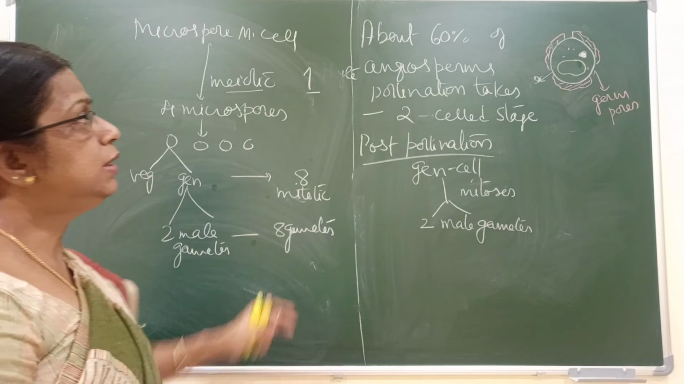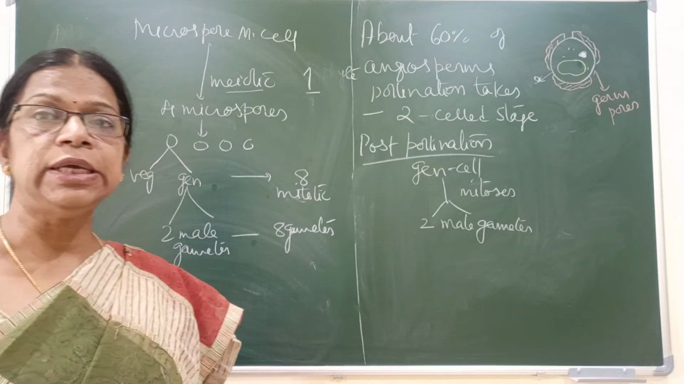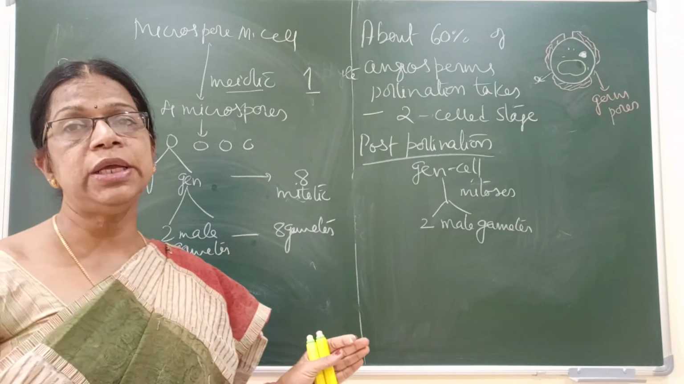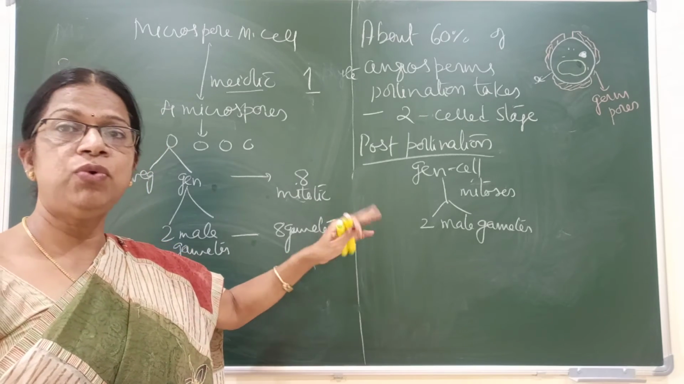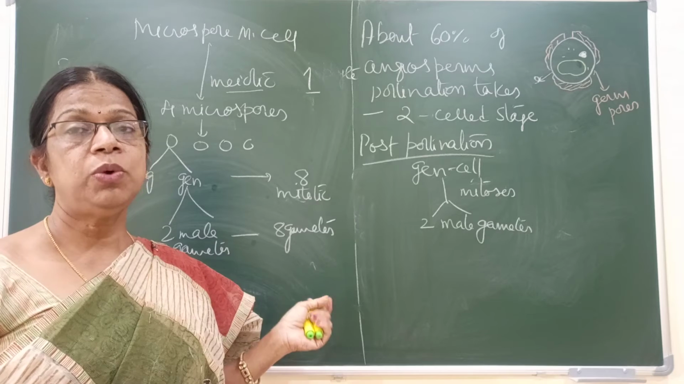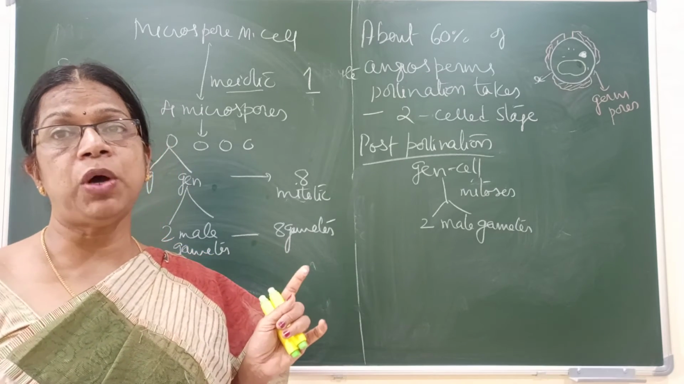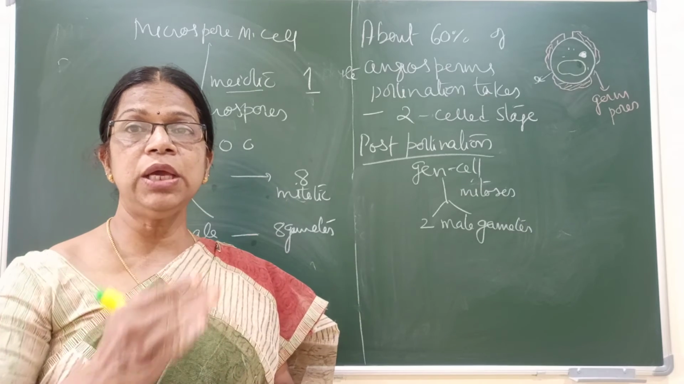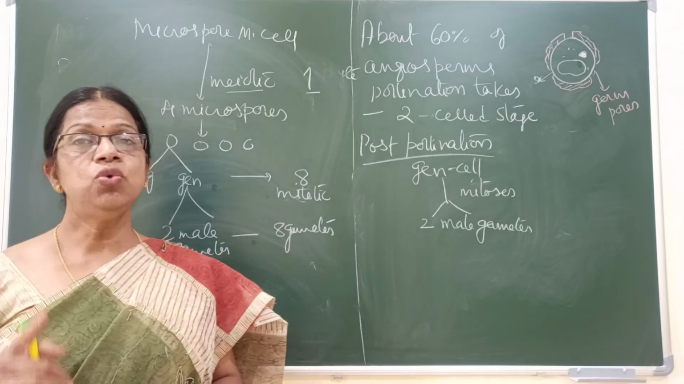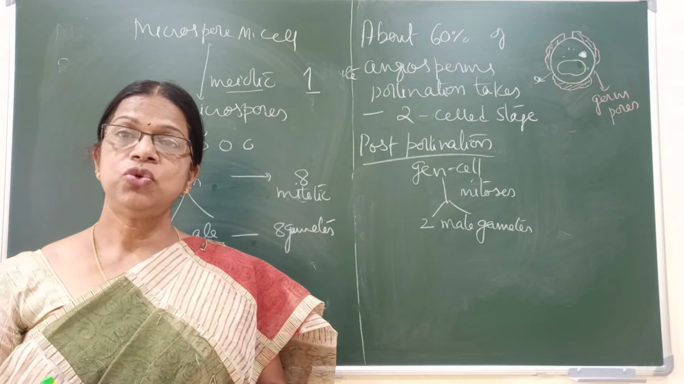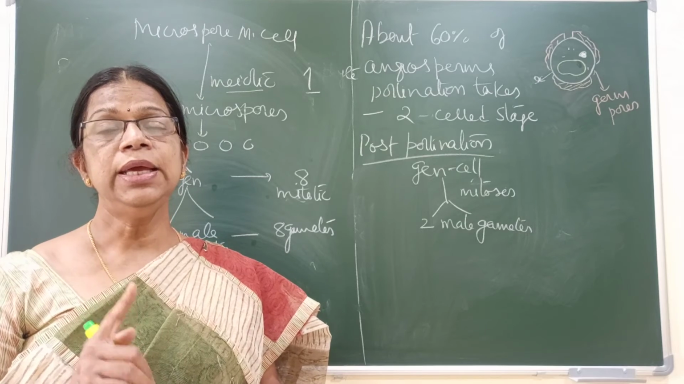This is seen in most, about 60%, of angiosperms. In the remaining 40%, pollination takes place at the 3-cell stage. That means the gametes are formed before pollination itself. So what do those 3 cells represent? One is the vegetative cell, which elongates to form the pollen tube. This vegetative cell will carry 2 male gametes at the tip. So totally, just before pollination, it consists of 3 cells.